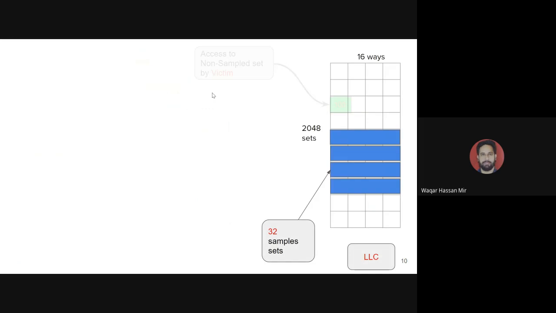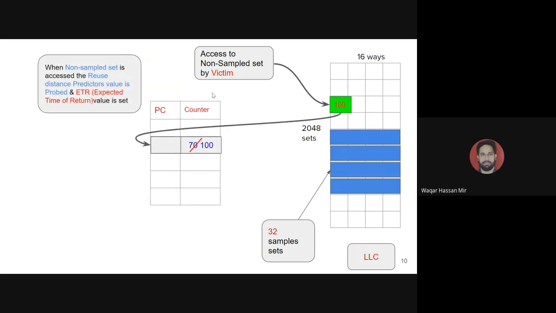So let's say an access is to a non-sampled block here, right? Which is not from a sampled cache, right? So what will happen is, it will go and check into the predictor. It will see what is the counter corresponding to that program counter. It will look at the history, and when it sees the non-compulsory access, the reuse distance, and the expected time of return for the Mockingjay paper, and the RRPV value for Hawkeye. So both are symbolically similar, only differences in name, right? So a new value is put there, right?